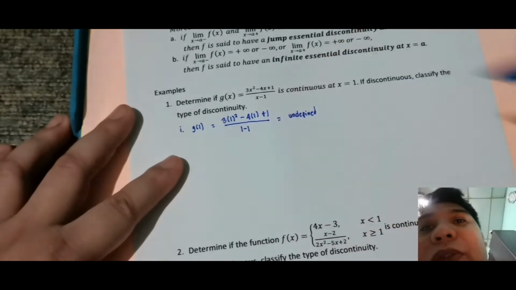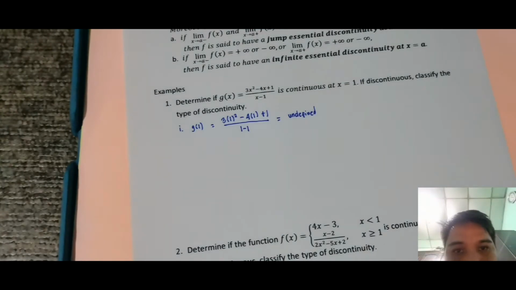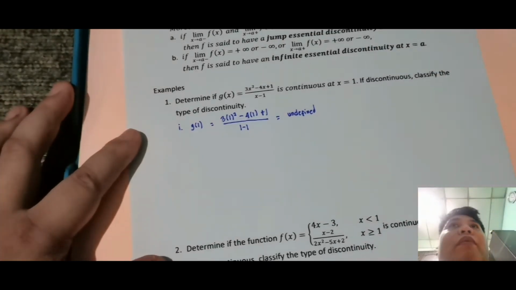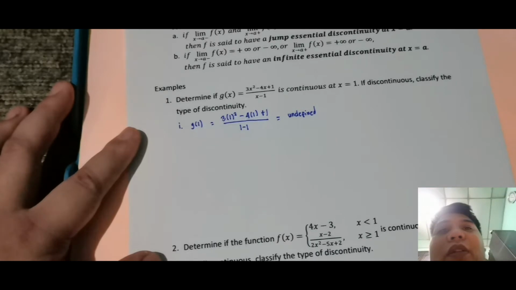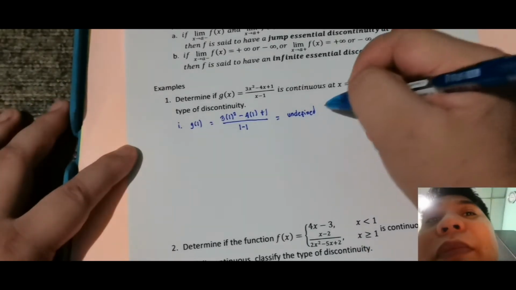Tama ba? So, 3 minus 4 is negative 1, negative 1 plus 1 is 0. 0 over 0 siya. So, indeterminate form nga actually. Tama, indeterminate form, IF. So, undefined or IF.